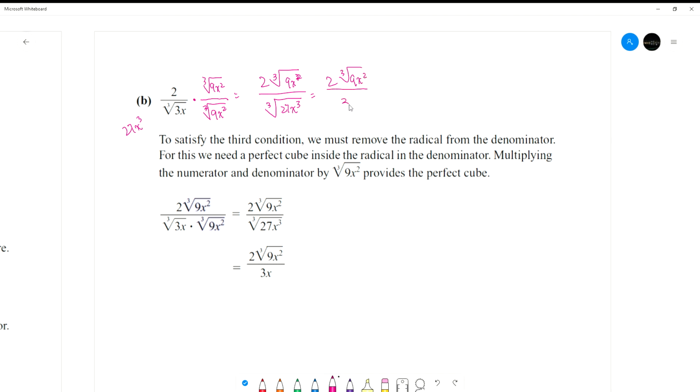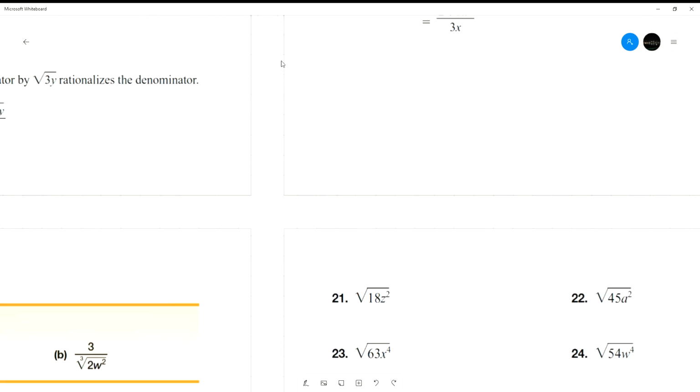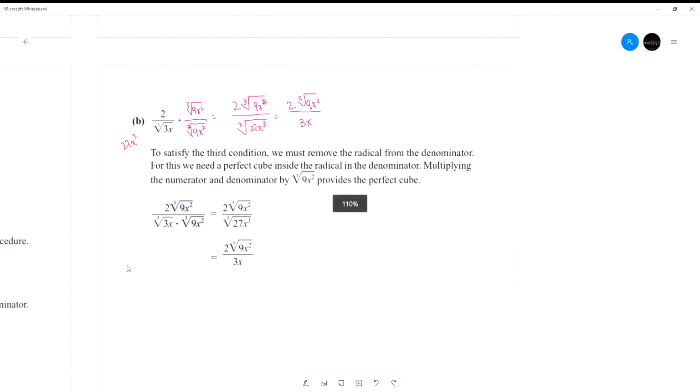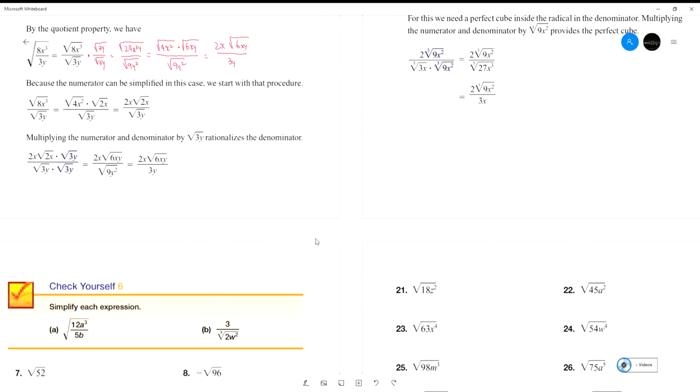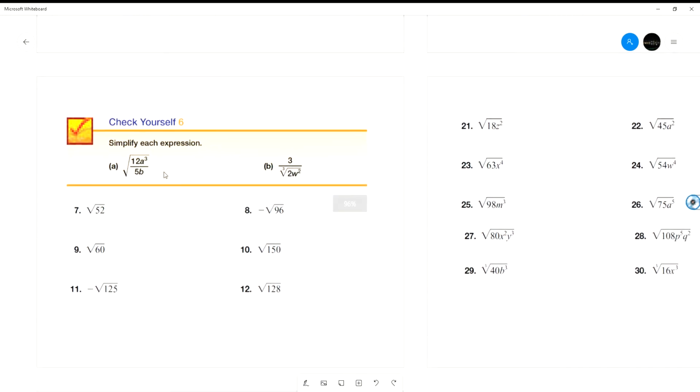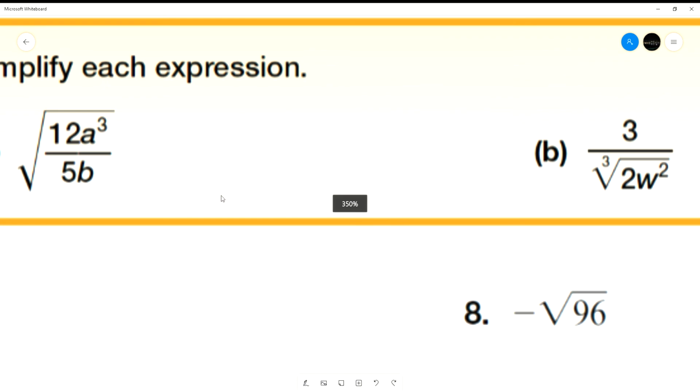to this. And whenever I have numbers outside of the radical, I just want to double check to see if anything cancels out. In this one, it doesn't. So we're done. So let's try some examples here. I'm going to zoom in a bit to get more space. Let's do the first one.